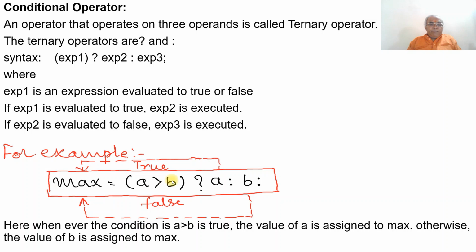If A is greater than B is false, then B is the one which will be executed. So here, whenever the condition A is greater than B is true, the value of A is assigned to maximum. Otherwise, the value of B is assigned to maximum. See, this is how it will be executed.